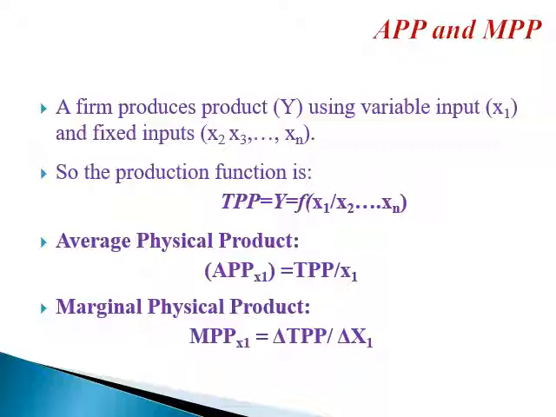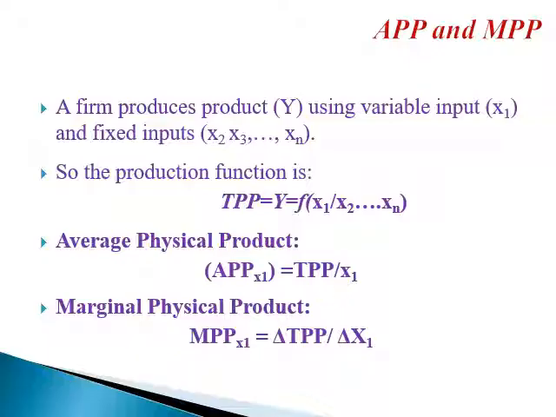So if we say that we are producing a level of output called Y and we are using an amount of x1, which is the variable input, while we have fixed inputs x2 all the way to xn, which we do not care about in our work, we will have a production function that could be called Y or TPP, which is a function of the level of x1, given that the levels of x2 all the way to xn are held constant. And the average physical product of the variable input, the APP of x1, is equal to the total amount of production divided by the amount of x1 used.